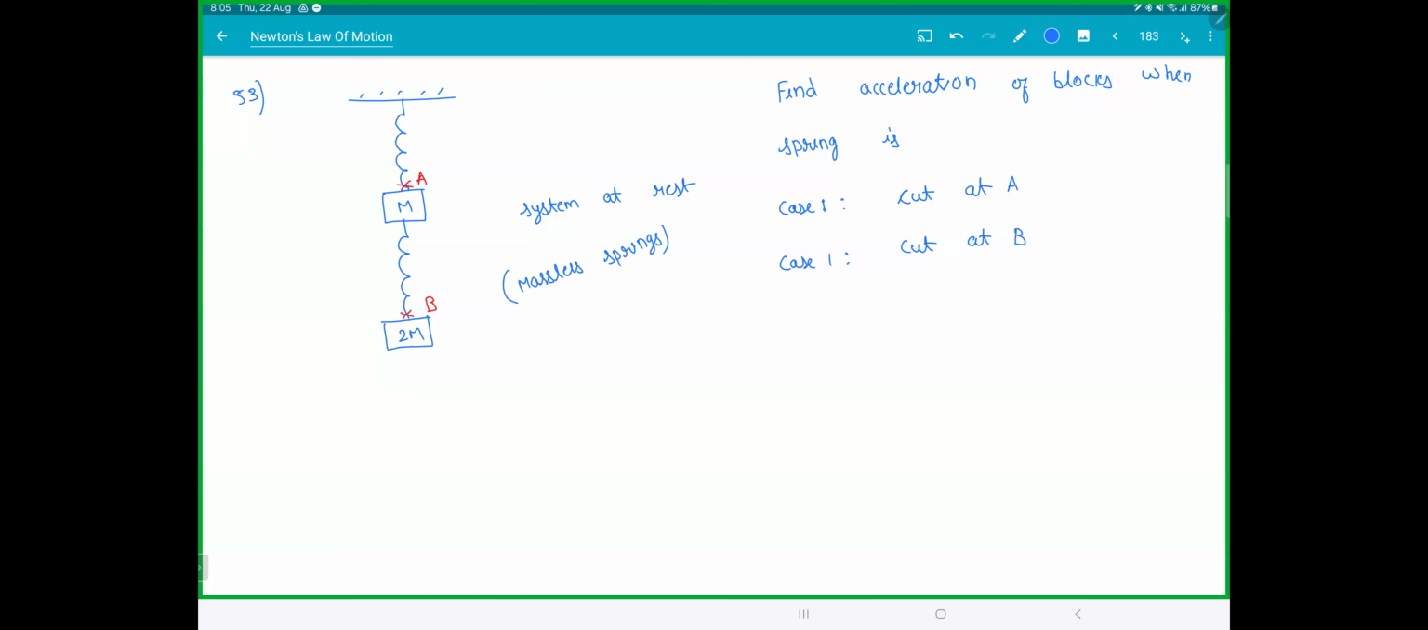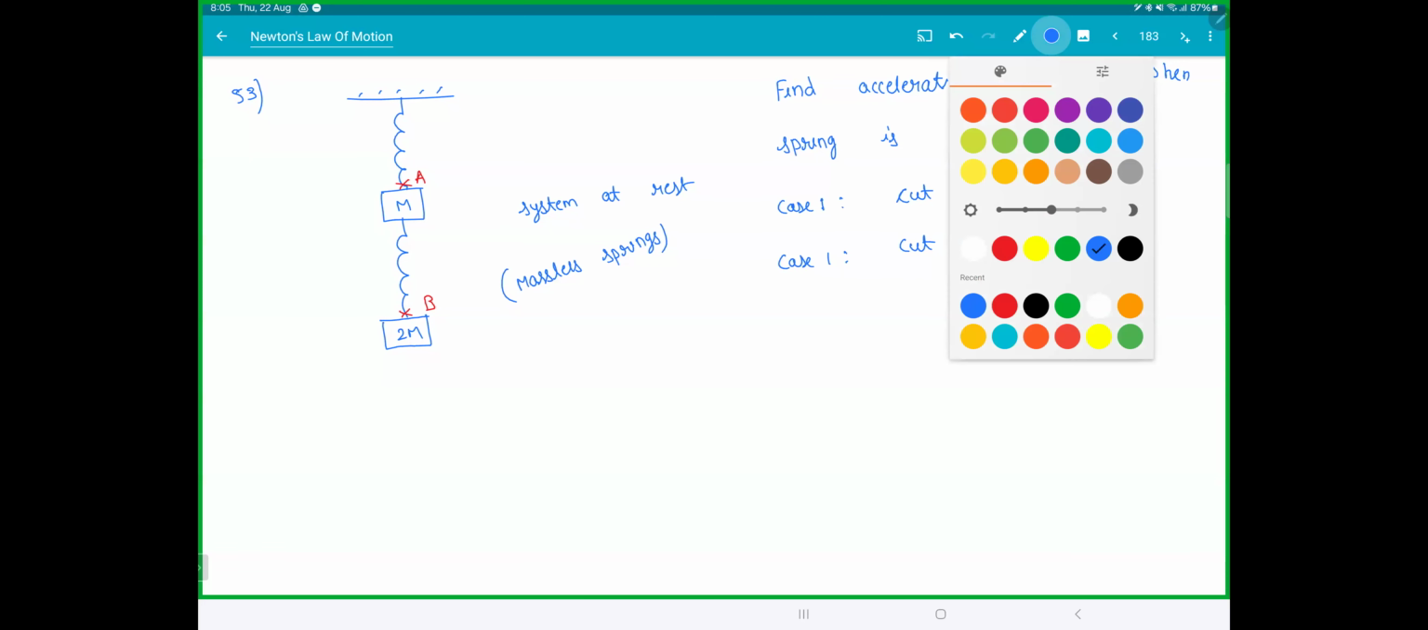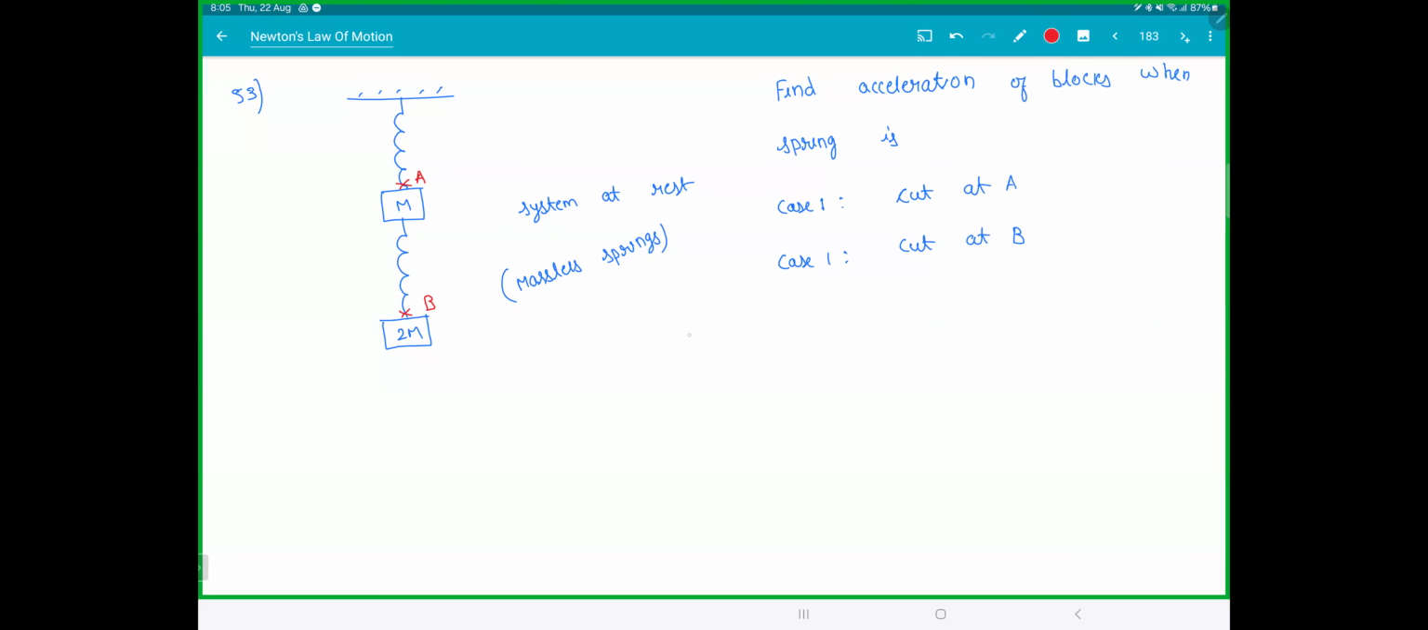Let me write you the steps, okay? So the idea here is, listen to this. Whenever you have spring problems, step 1, this is what we do. Find tensions in the spring before cutting. The moment you suddenly cut something, the springs will take time to change.